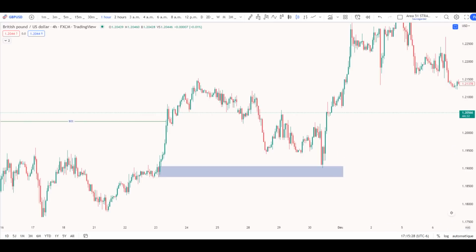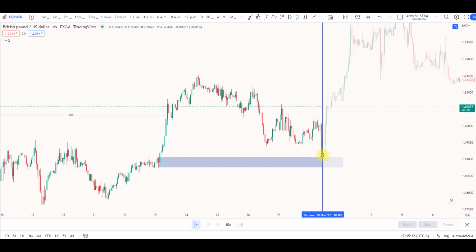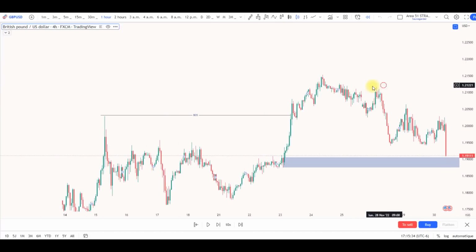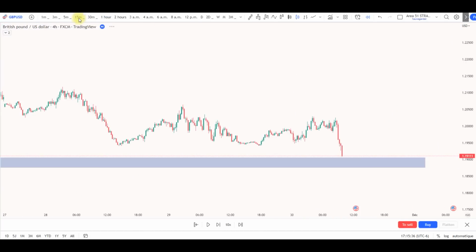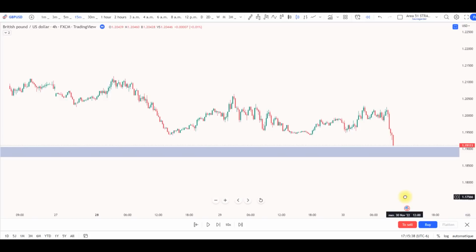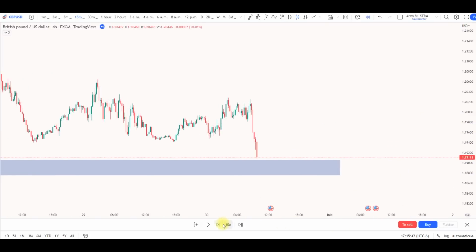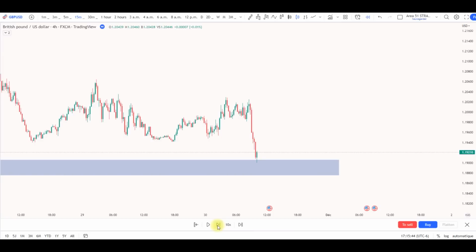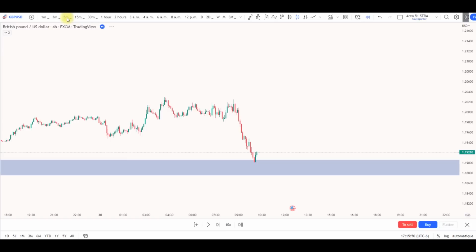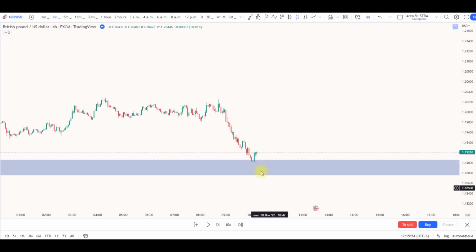So now once we identify that, we're going to have to go to the 15-minute time frame. Let's cut this. Let's go to the 15-minute time frame and look for our entry or our confirmation. So once we go to the 15-minute time frame, let's replay it a little bit. All right, now that we have a confirmation candle that's basically giving us a push to the upside, we're going to have to go to the 5-minute time frame, and then the 3-minute time frame.